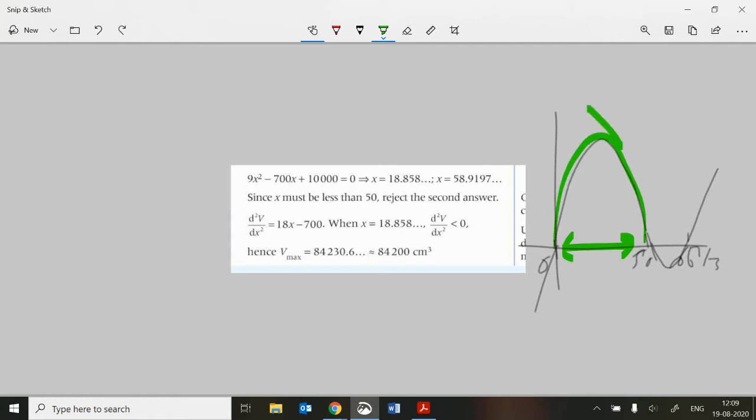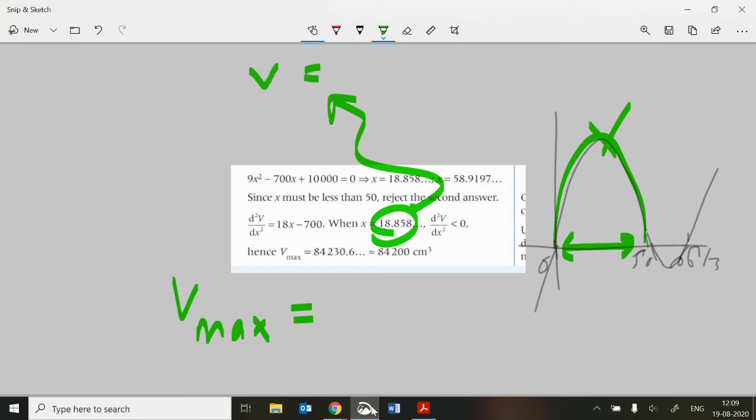Now we've found this coordinate point here. So we found the x value. And of course, we now need to work out the V value to find the V max. So the maximum turning point here. And we're going to do that by substituting this value stored on your calculator as A. And you're going to substitute that back into wherever the function was for V at the start.